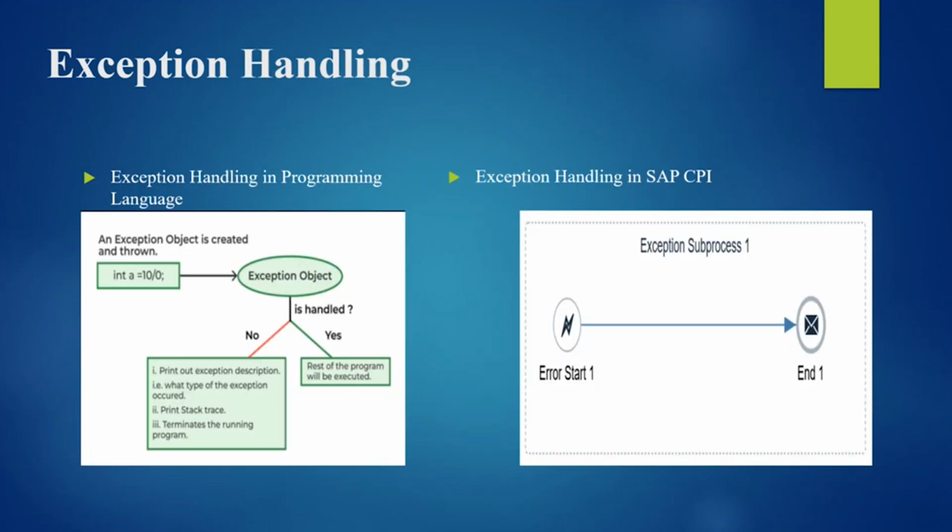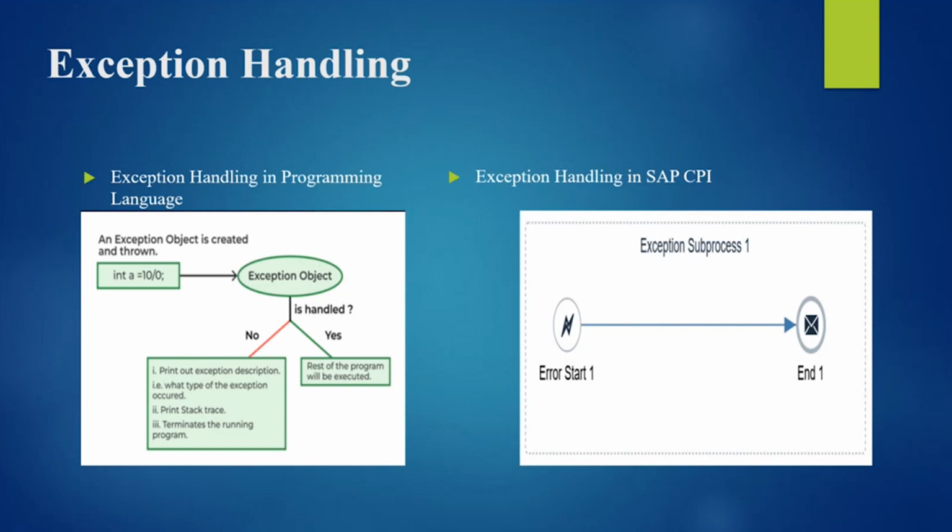So let's see. Exception handling you might be aware of. This is depicted in a diagrammatic form. This is an exception sub process. As you can see, the error starts. This point will basically get the error value and pass it through. When we use exception sub process, we have a process call, and through that process call, we call in a local integration process.